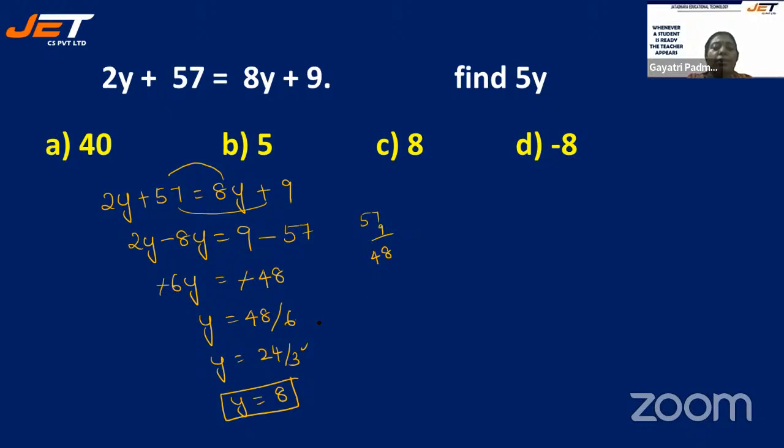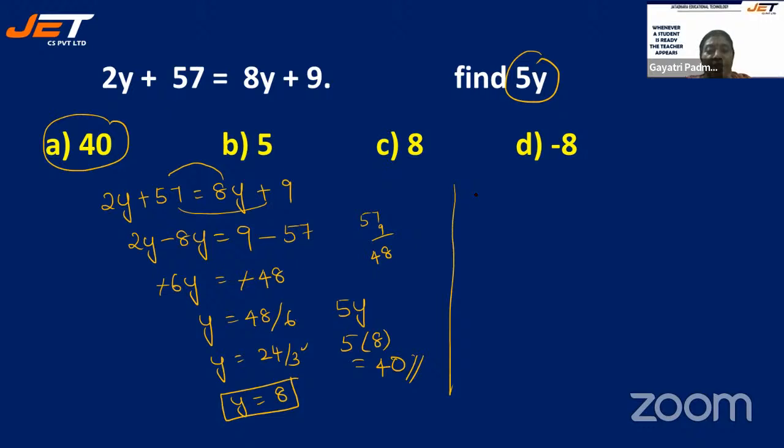All right. So the value of y is 8, but they are asking us to find out the value of 5y. So 5y means 5 into 8. So 5 8s are 40, right? So the value of 5y must be 40.